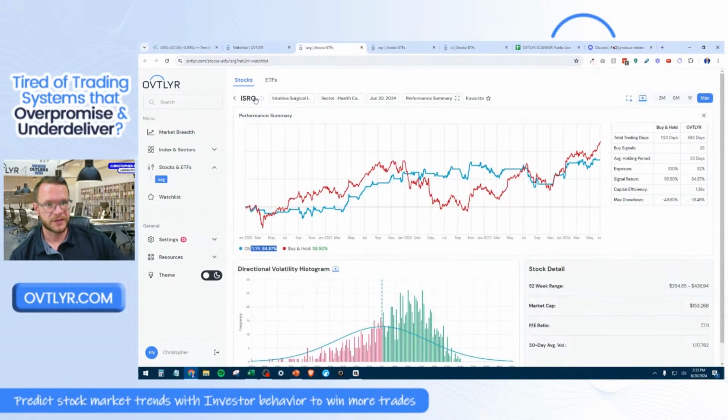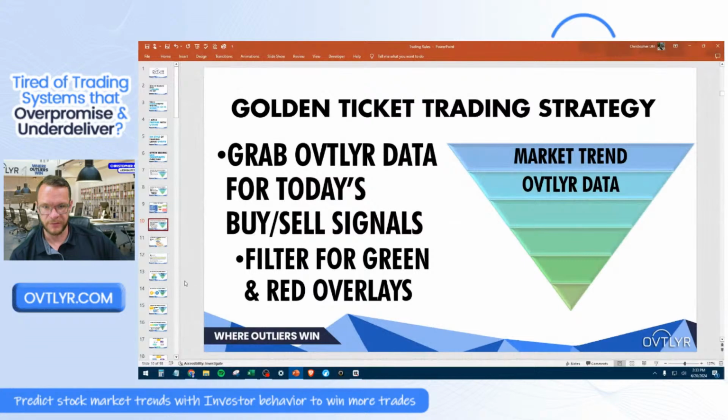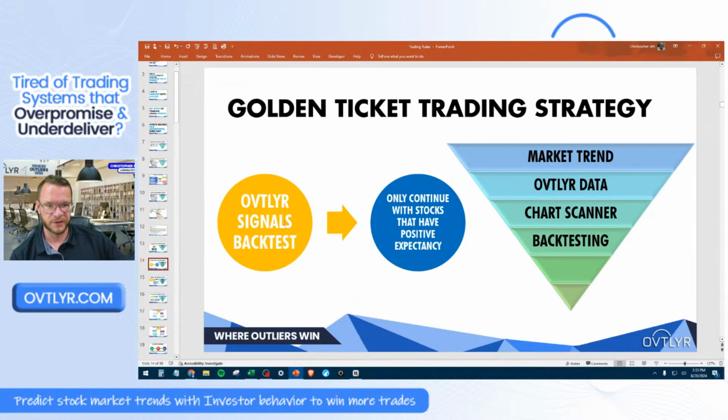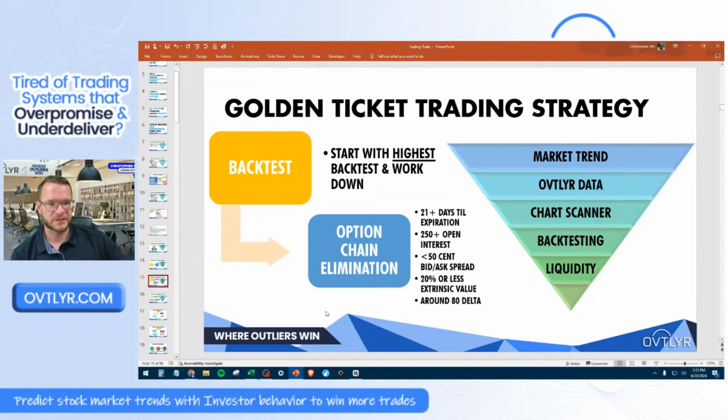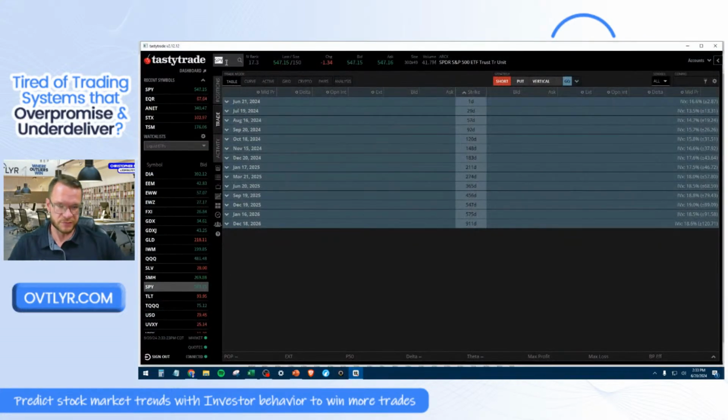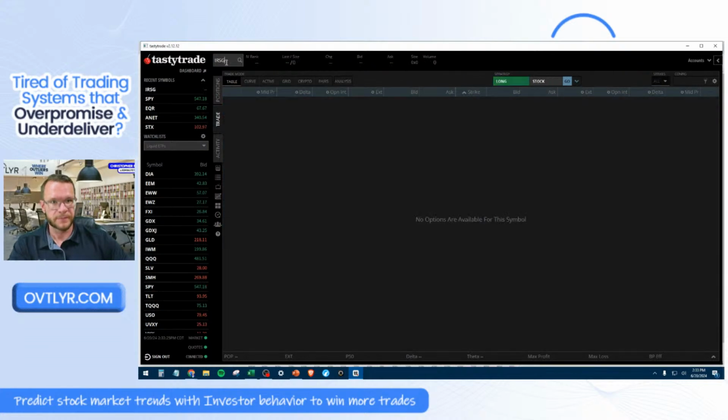So going back to these, ISRG, let's go look at the options chain. So hang on before we do that, before we get too excited. No order blocks in the way, no earnings next 3 days, price is in the direction of the trend. We have already confirmed all that. These all have positive expectancy. Let's go with the highest backtest and work our way down. But I want to start with ISRG. This is a $400 stock. It's super unlikely that the options will be under $10. Oh, they don't even have options. Never mind. That was fun.